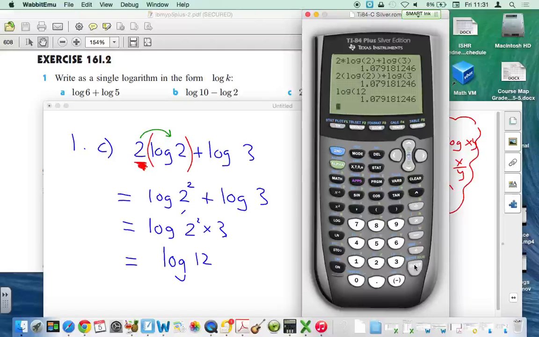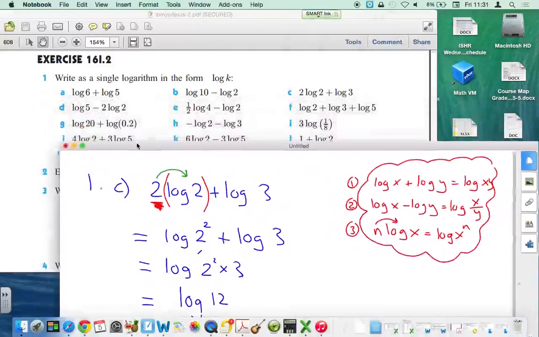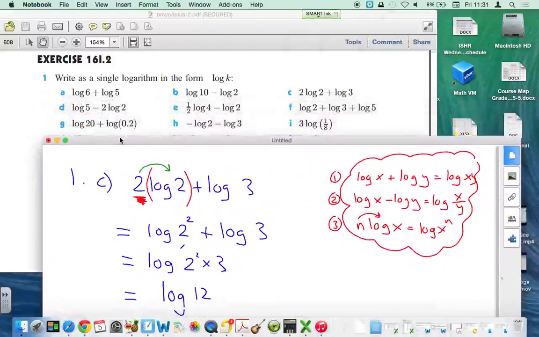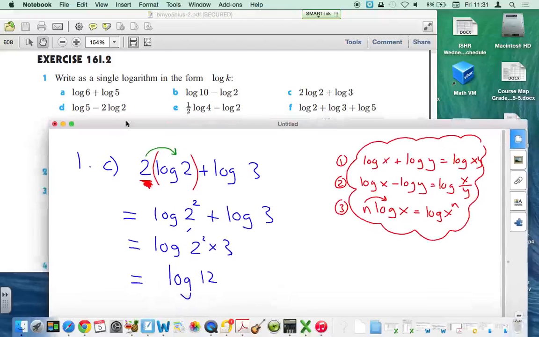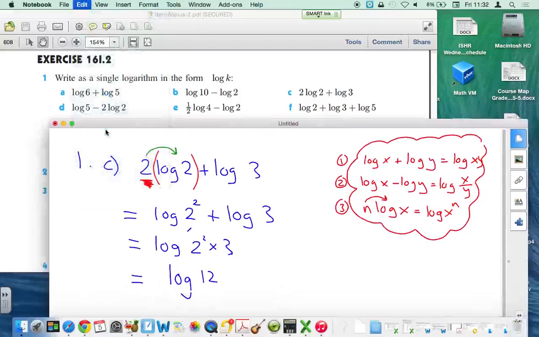Can you do another exercise, maybe H? Yeah, we'll try another one. We're going to do a few. Okay, so that was 1C. Now they've all got different factors to them. Before I do 1C, let's have a look, for example, at the one with the fraction in it. Let's see how we handle the one with the fraction.